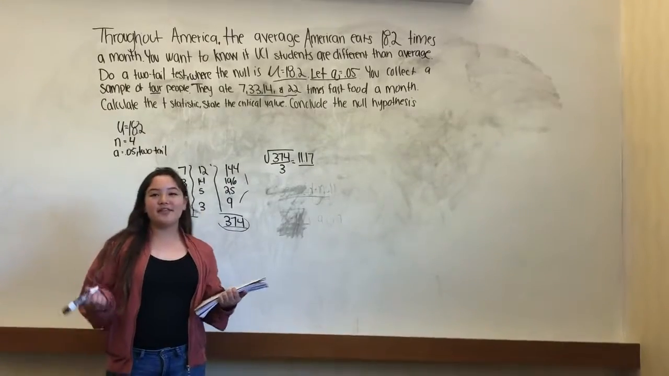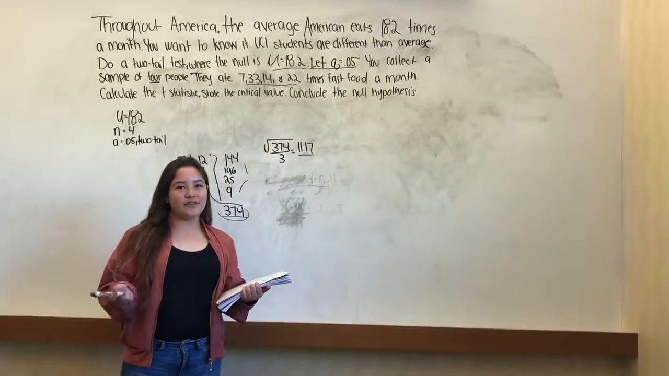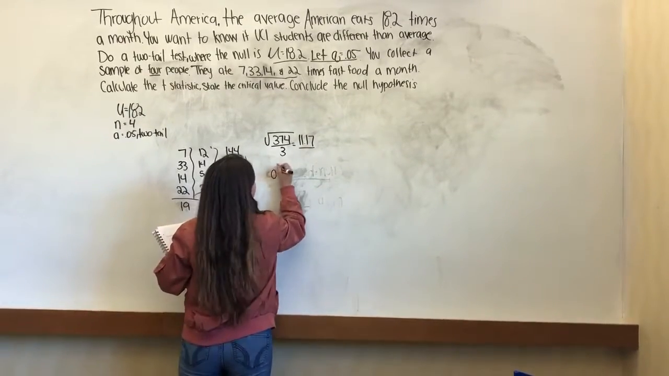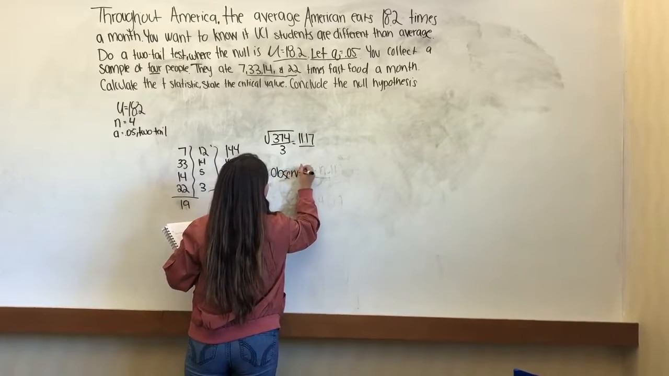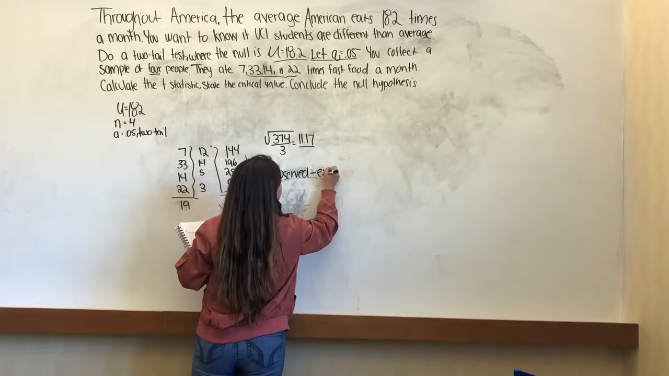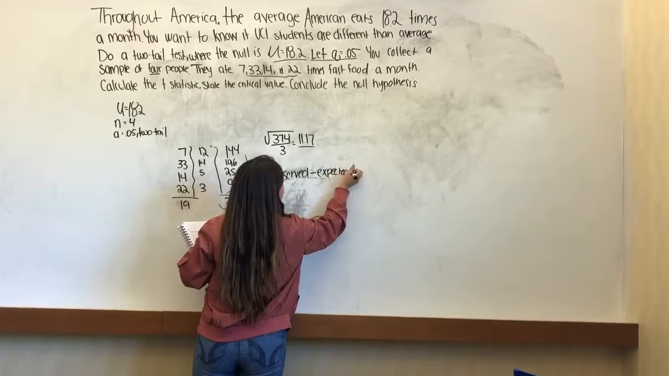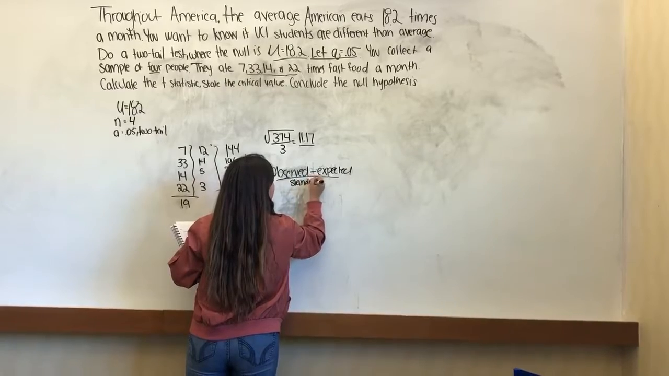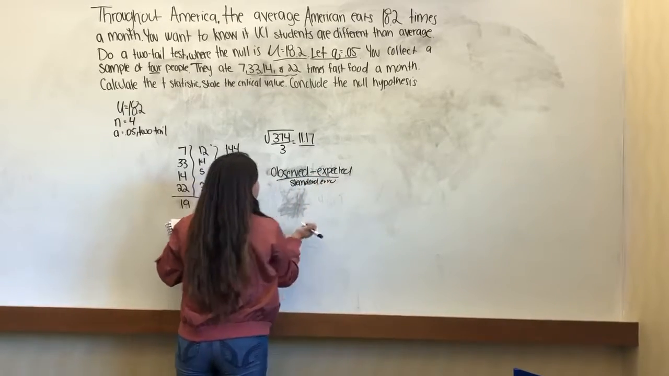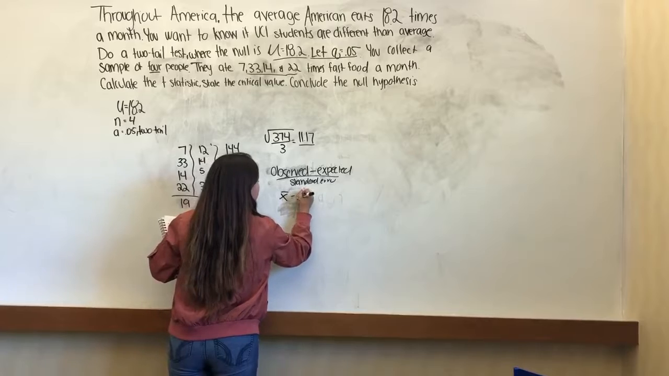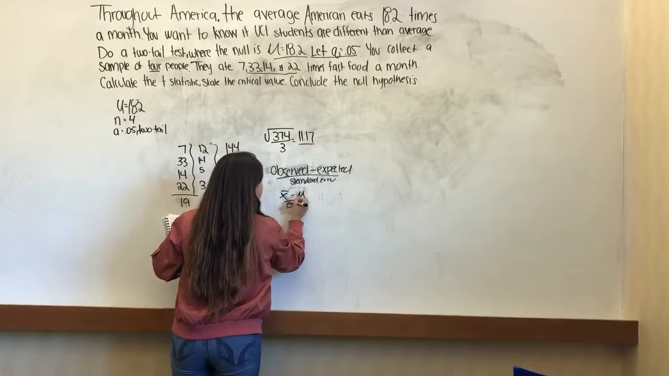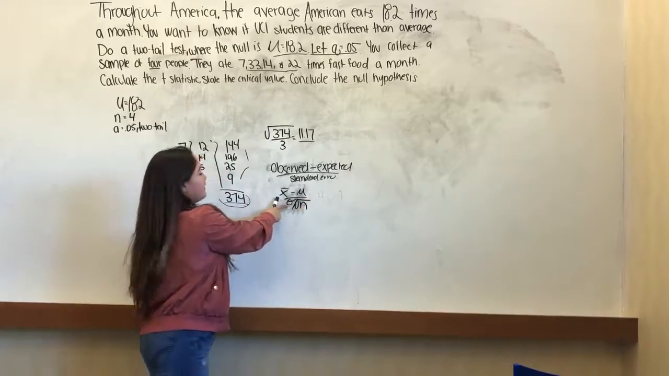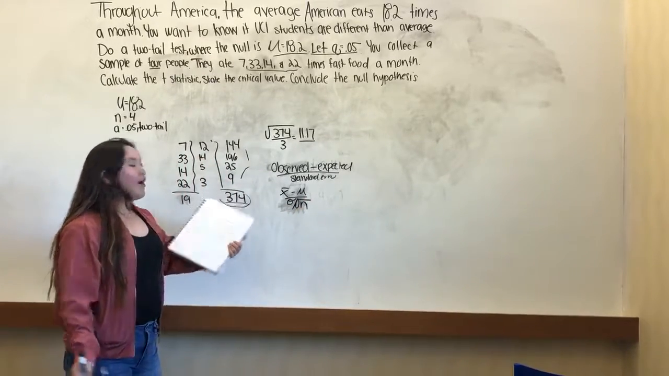So the fourth step is to finally find the t-statistic, and in order to find the t-statistic, we use the equation of observed minus expected over standard error. And this looks like this: x minus u over sigma divided by the square root of n, and n is the sample size. Sigma is the standard deviation.